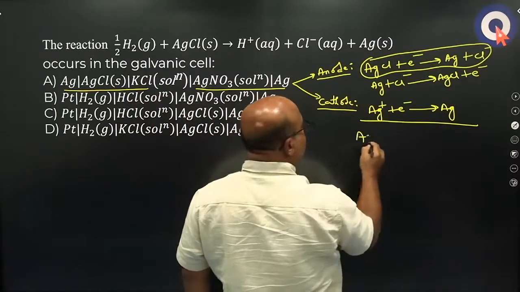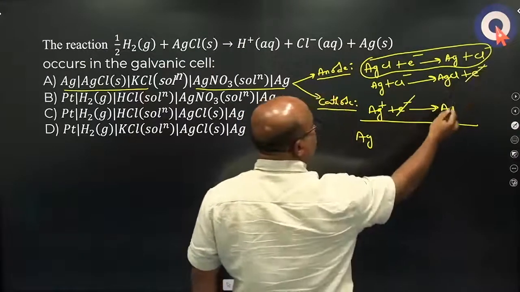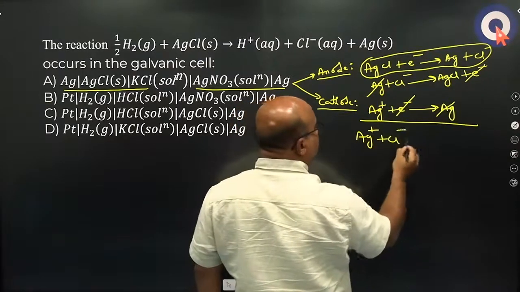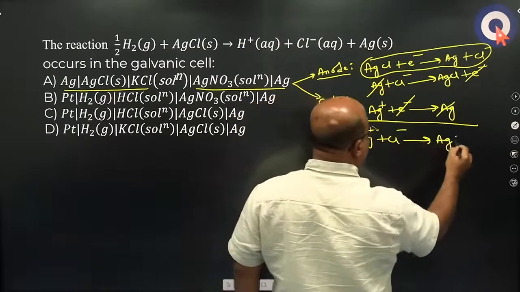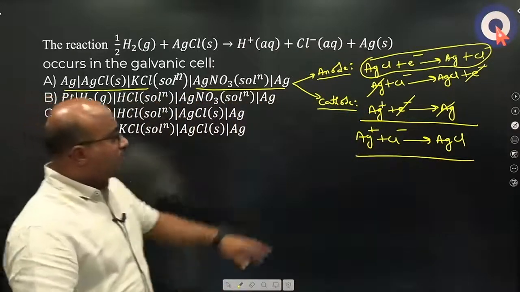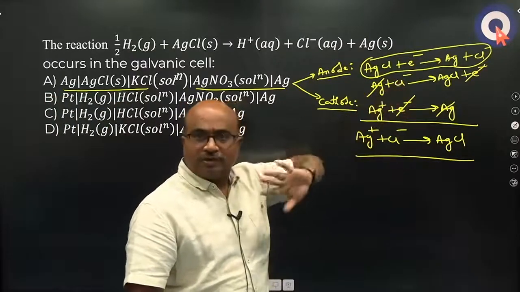That's it, simple. So what is the overall cell reaction for the first one? This electron and electron get cancelled. This silver and this silver actually cancel. So Ag+ plus Cl minus is giving AgCl. That's it. But this Ag+ is at the cathode, and Cl minus is at the anode. That's it.